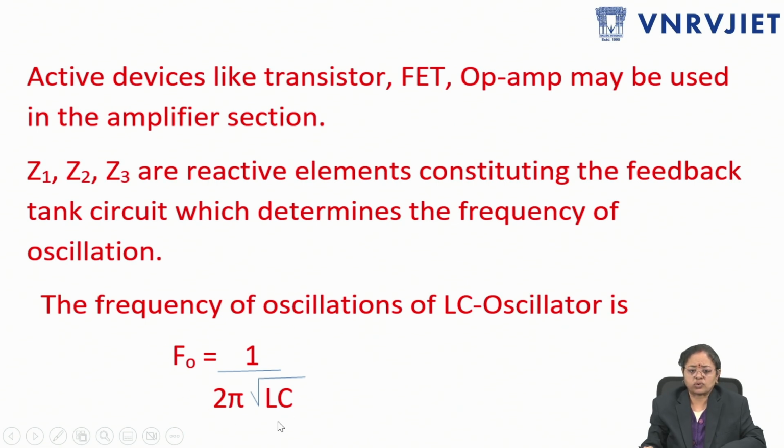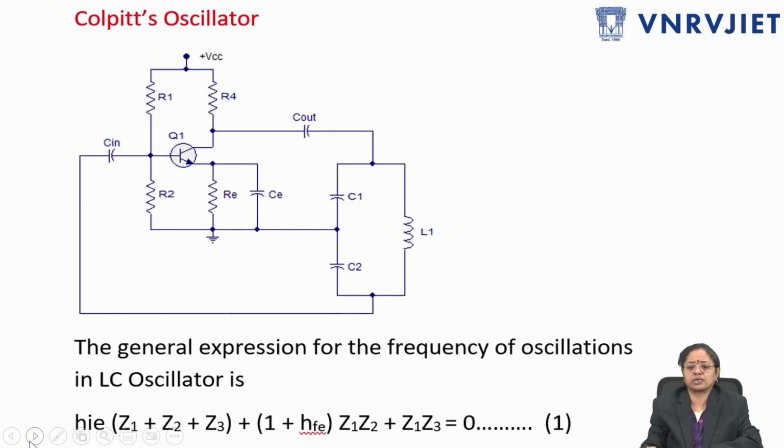So F is equal to 1 by 2 pi under root LC. So this is the frequency of oscillations for the LC oscillator. In this particular video, I will derive the equation for the Colpitts oscillator, that is F equals 1 by 2 pi root LC. So this particular derivation is discussed over here.